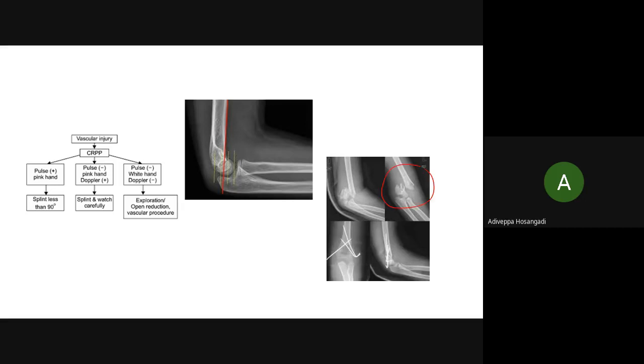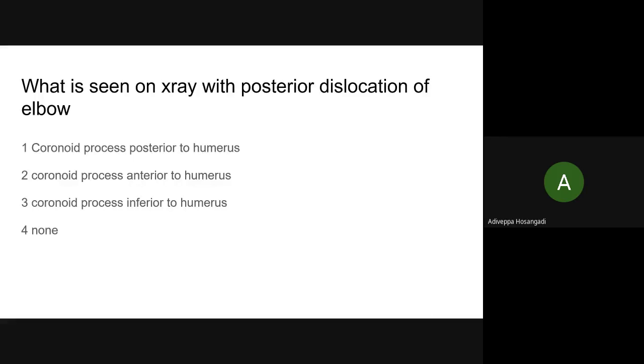It is displaced like this. There is no pulse. Capillary filling is delayed. You manipulate in casualty. You get good capillary filling. Pulse is absent. Pulse is not important. Capillary filling is very, very important. This is how you fix the fracture.